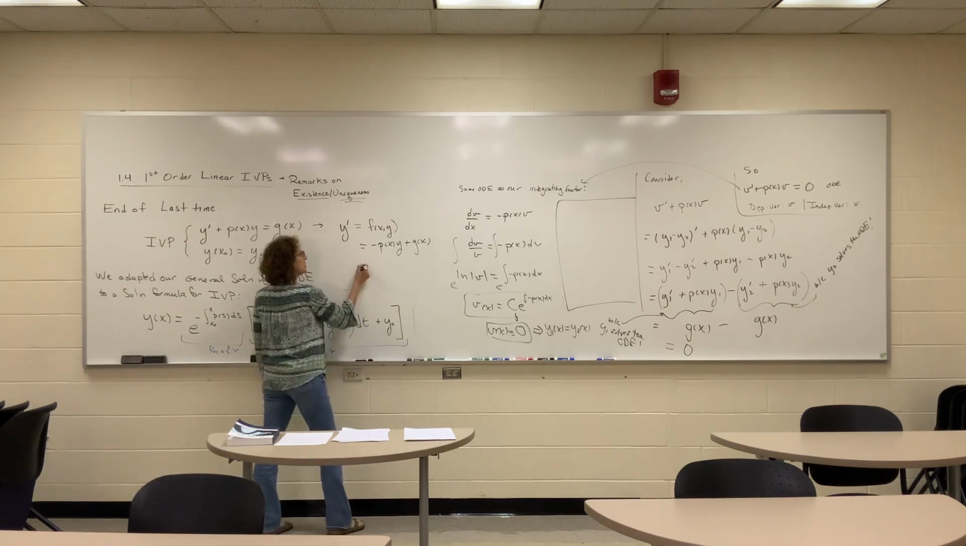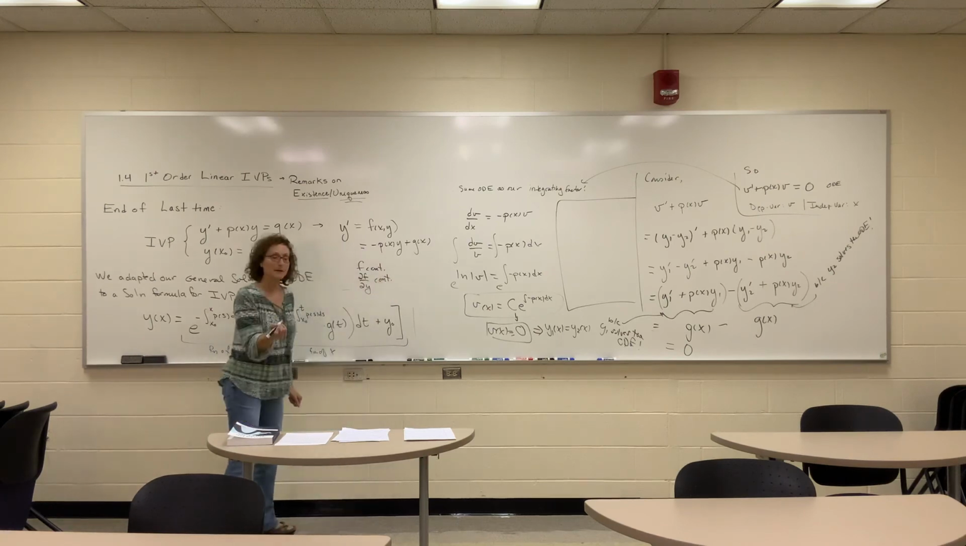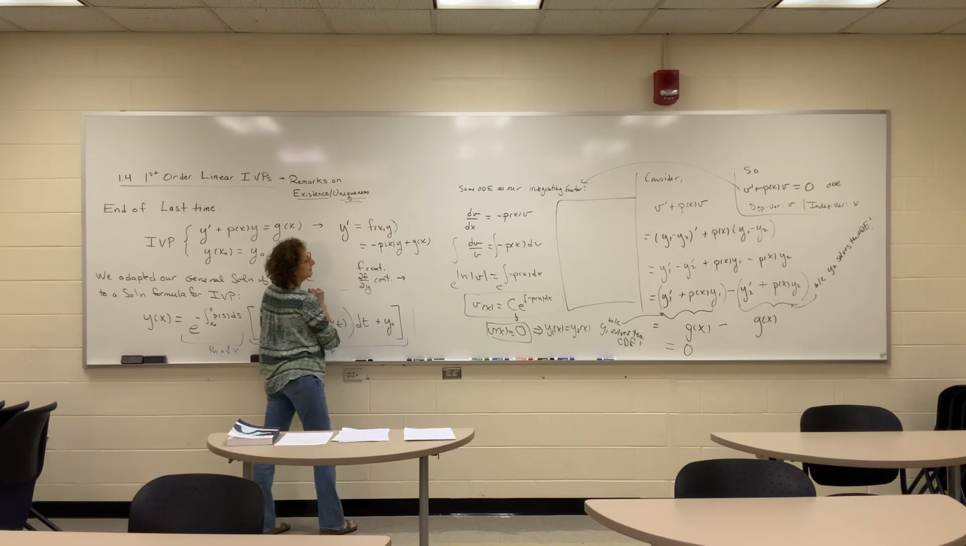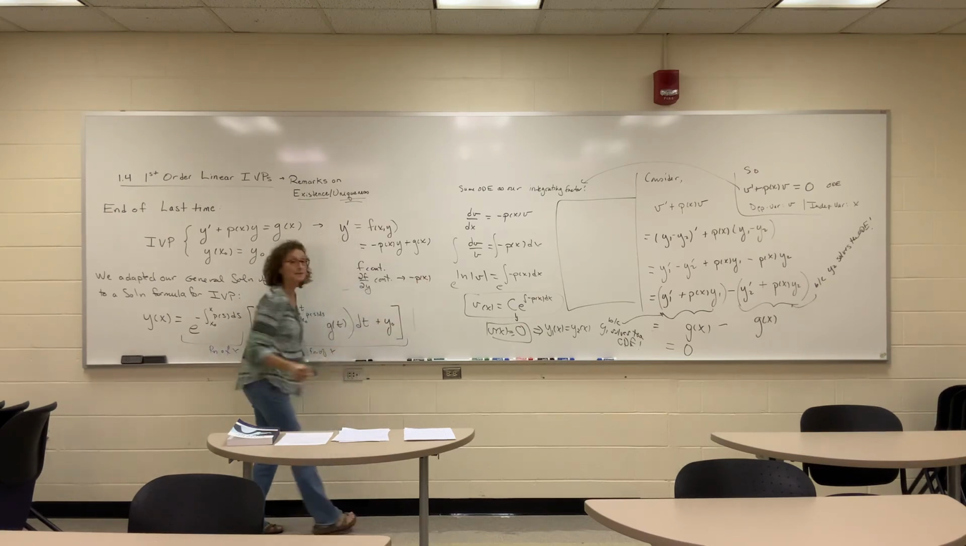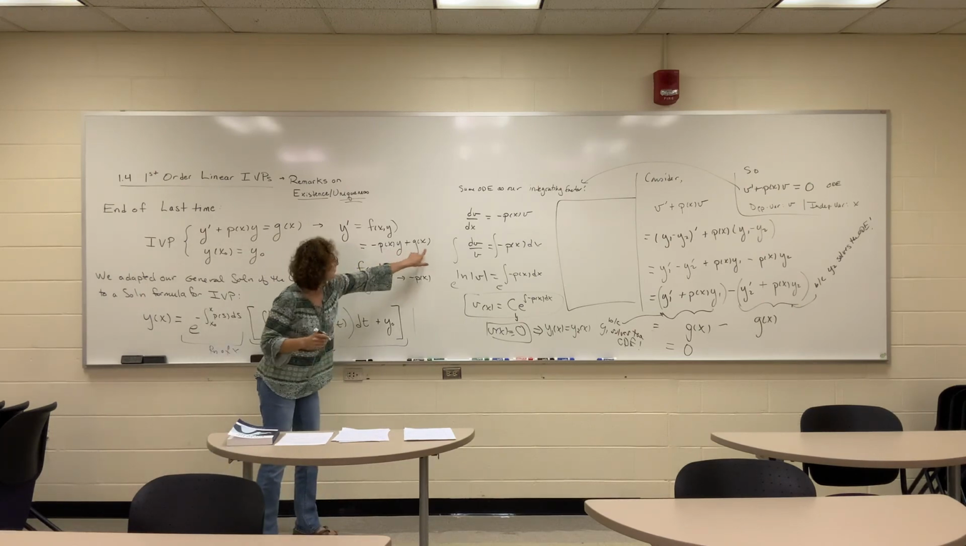What did we need for Picard? We needed f continuous, right? And partial f, partial y continuous, right? And what is partial f, partial y for this problem? Good. Minus p of x. Good. And what is f? This times y plus g of x, right?